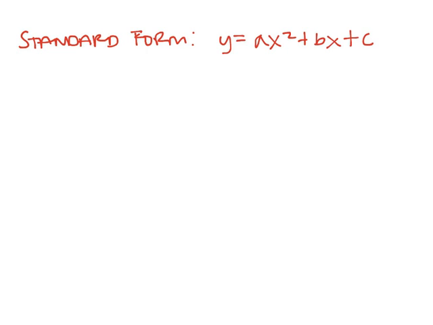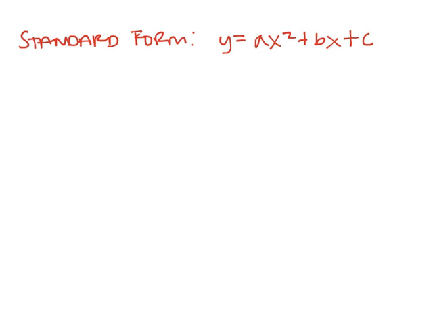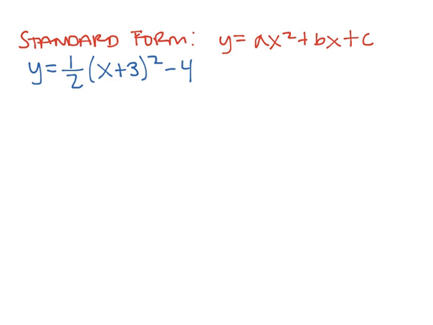So let me write out what standard form is so we know what we are looking for. That is y equals ax squared plus bx plus c. And my equation from that last step was y equals 1/2 times (x plus 3) squared minus 4. I'm just going to double check that I have that right. Awesome.